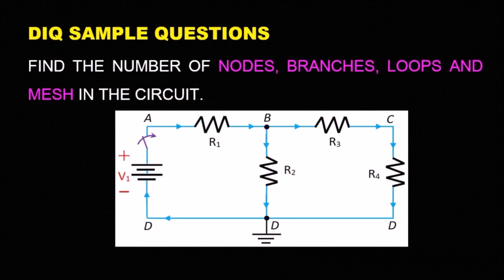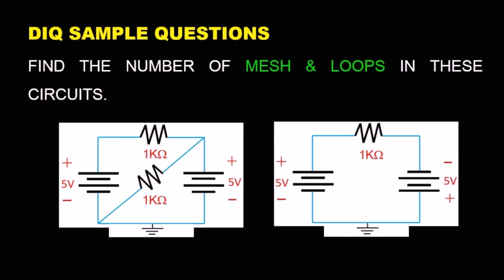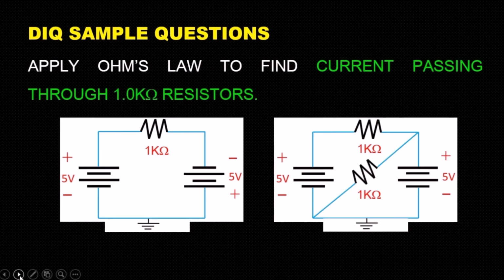Up to this point, you have learned the basic fundamentals of electric circuits, and by watching this video again and again, you should be able to solve these problems. The first problem is to find the number of nodes, branches, loops and meshes in this circuit. Find the number of meshes and loops in these circuits. Apply Ohm's law to find the current passing through the 1 kilo ohm resistors.